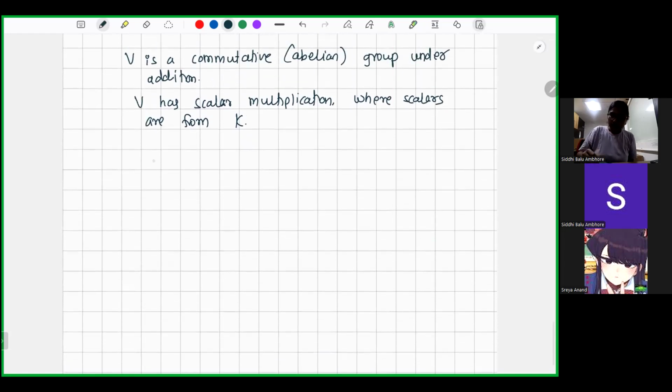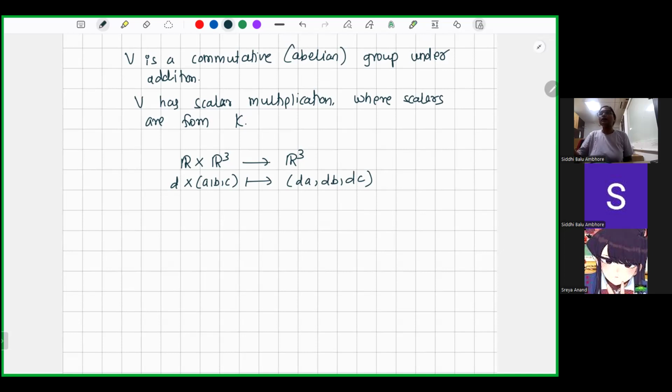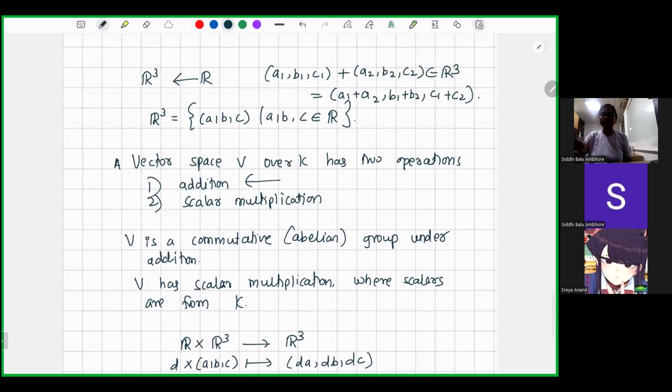Okay, it's there. So what you're saying is why R is a scalar. So when I say R3 is a R vector space, it means I'm having this operation here, R cross R3 going to R3. This map is defined like, let me take alpha here, or let me take D. ABC is going to DA, DB, and DC. And this is my scalar multiplication. This element still lands inside R3. So that's why this R3 is a R vector space.